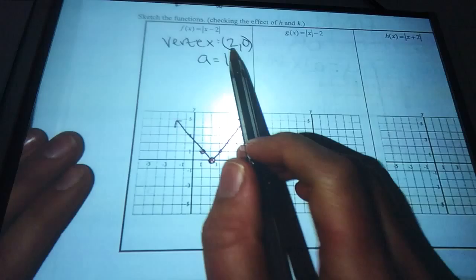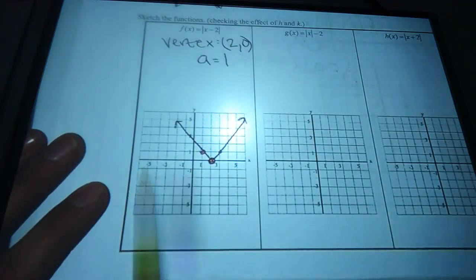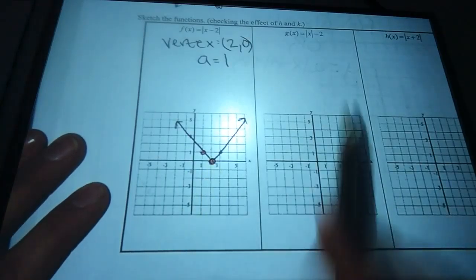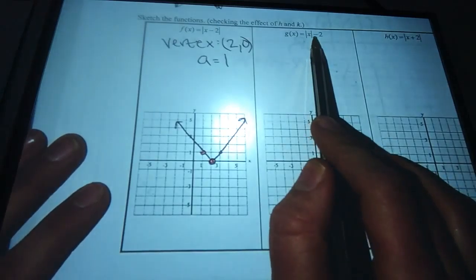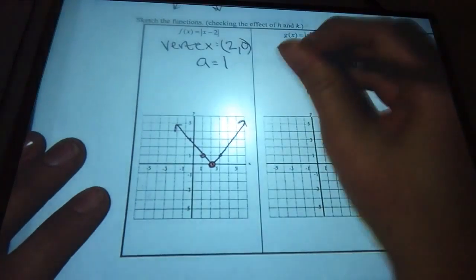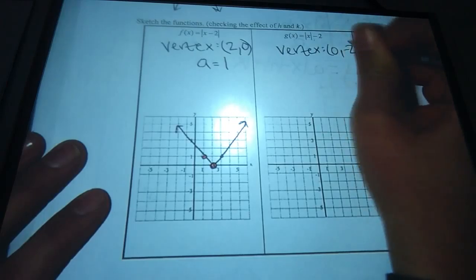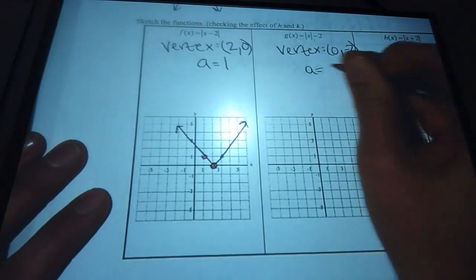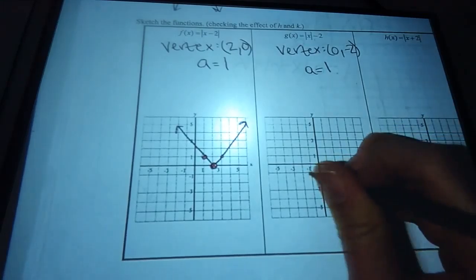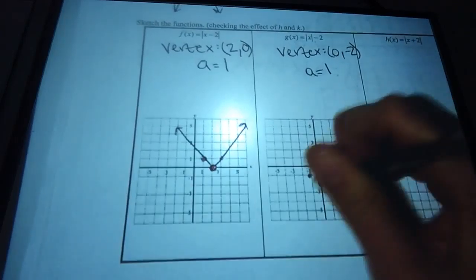Notice that my H value, like I said, shifts it horizontally. It shifts it across the x-axis. So when we had 2, we moved over 2 horizontally. Okay, when we look at this K value, it's going to move it vertically. So what's my vertex point here? 0, -2. And what's my A value? 1. So 0, -2, A value is 1. Do you see how that is a vertical shift versus a horizontal?